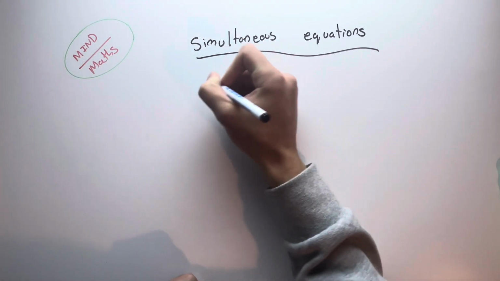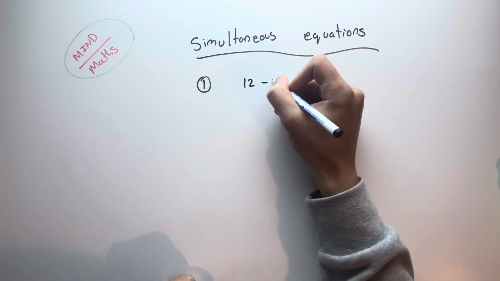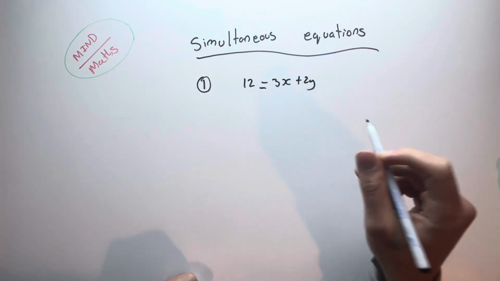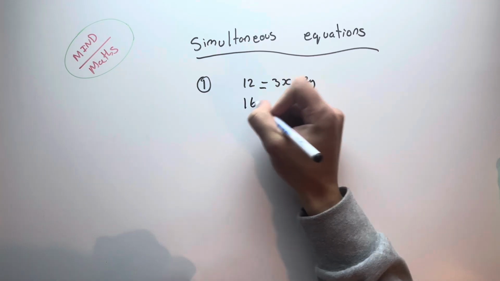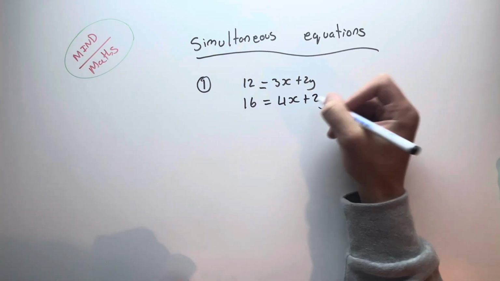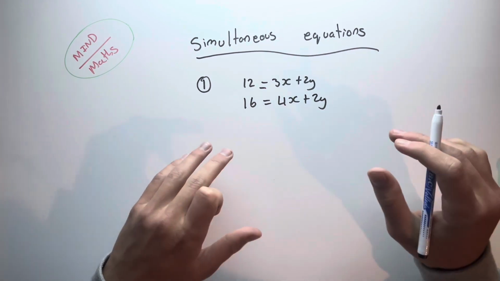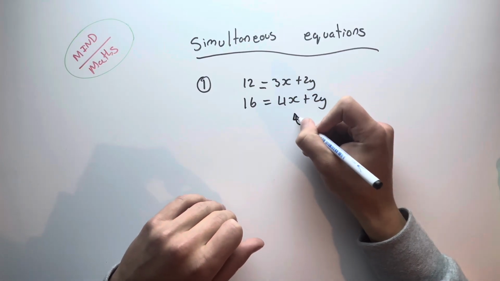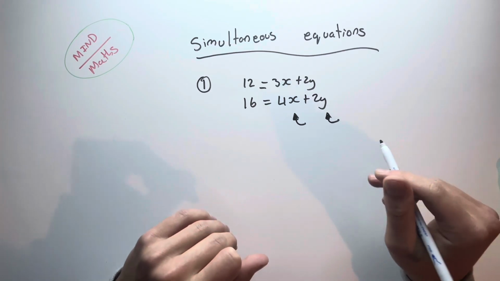So the first equation that we'll be doing will be 12 is equal to 3x plus 2y. And then there'll also be 16 is equal to 4x plus 2y. Now with simultaneous equations, what you are trying to do is work out the x values and the y values. So what are they equal to?